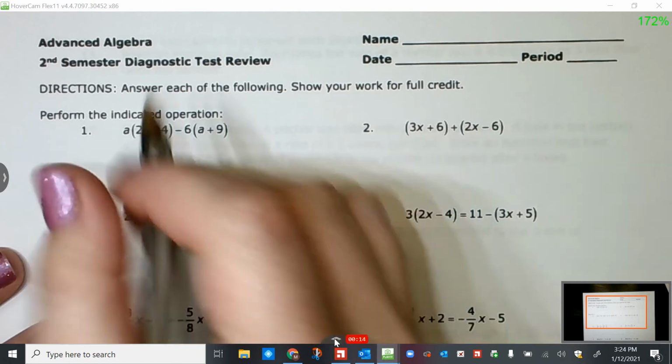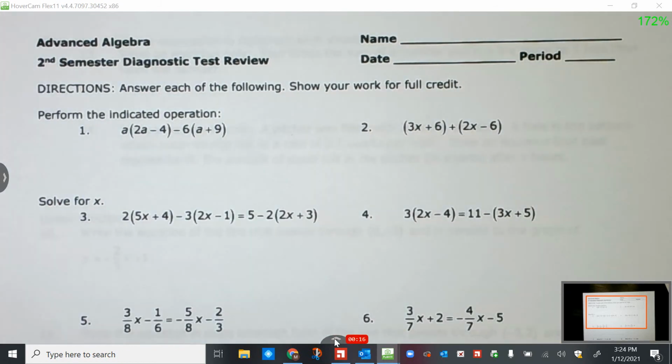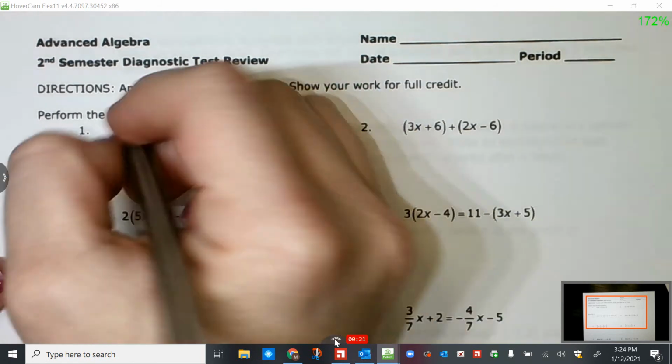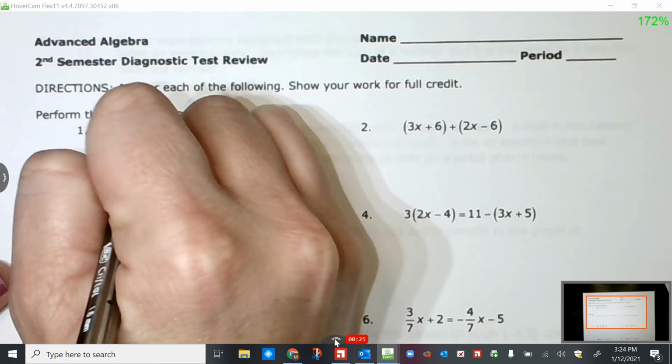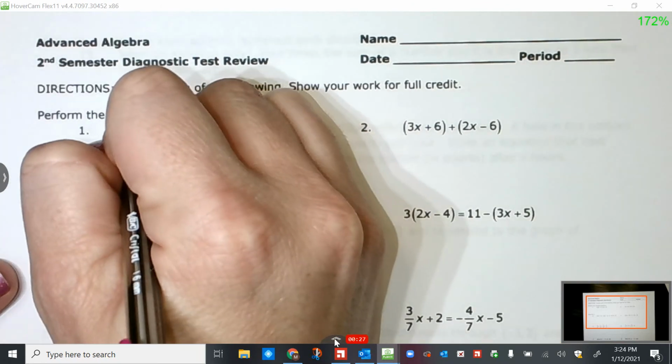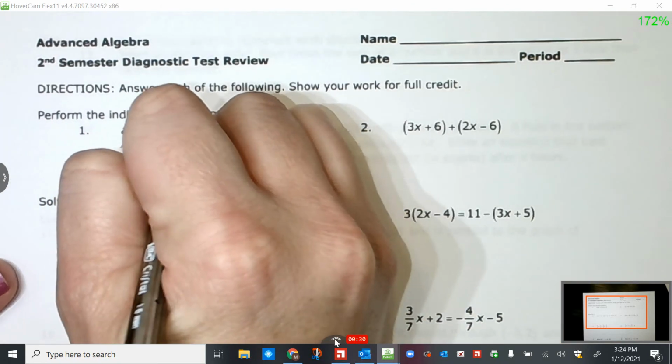So really, y'all, we're just simplifying here. First things first, we need to get rid of the numbers or letters in front of the parentheses. So we're going to distribute. A times 2a is just 2a squared. And a times negative 4 is just negative 4a.